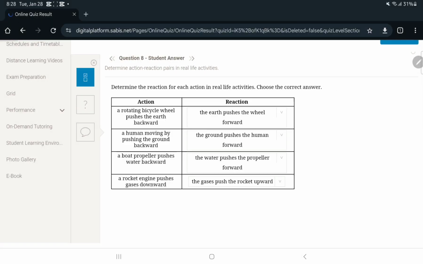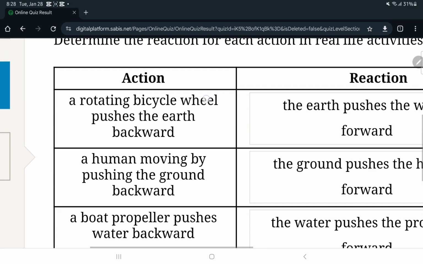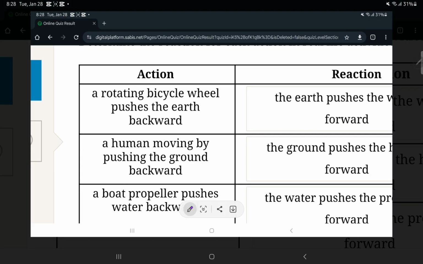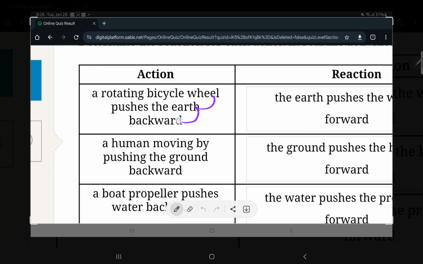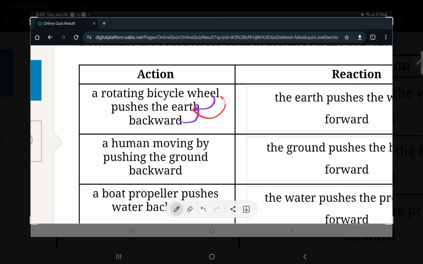Now for the next one. Okay, this is easy. If the wheel pushes the earth backward, that means that, let's do it together. Wheel pushes earth backward, so earth pushes wheel forward, the same thing. Human pushes ground backward, ground pushes human forward.